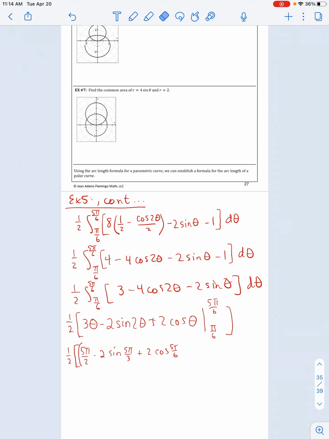So that's my evaluation at 5 pi over 6 minus, this is going to be pi over 2, minus 2 times the sine of pi over 3 plus 2 times the cosine of pi over 6. Close the bracket.